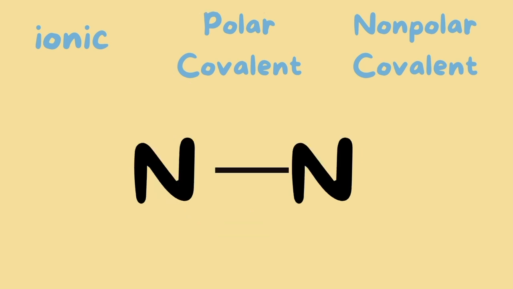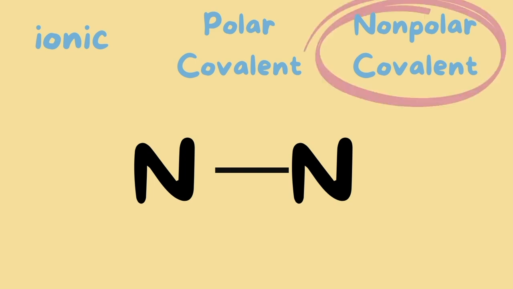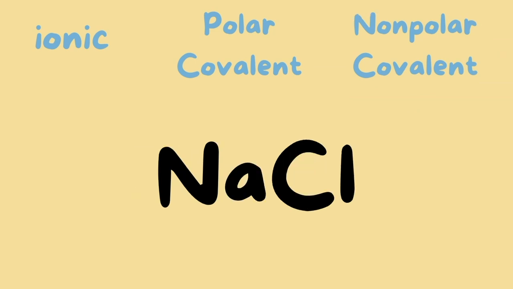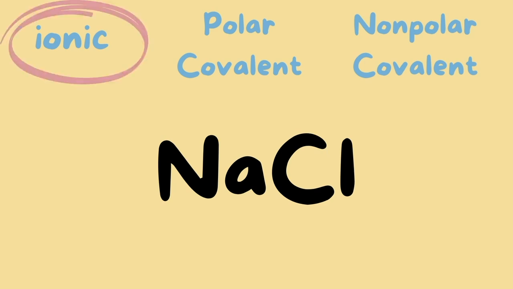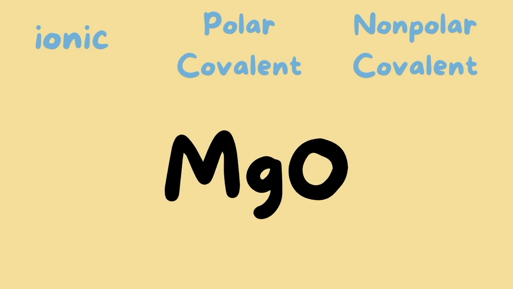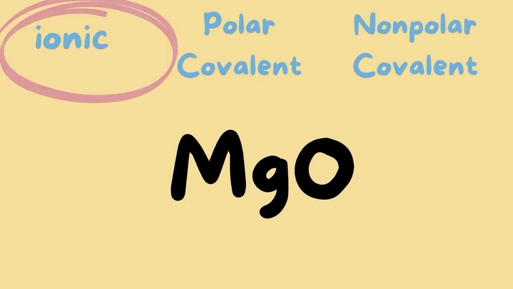Next, we have nitrogen bonded to nitrogen. We know this is a diatomic molecule, therefore we automatically know it's a non-polar covalent bond. Next, we have NaCl. Sodium is our metal, chlorine is our nonmetal, so we have an ionic bond. How about magnesium oxide? Again, magnesium is our metal, oxygen is our nonmetal, so we have again an ionic bond.